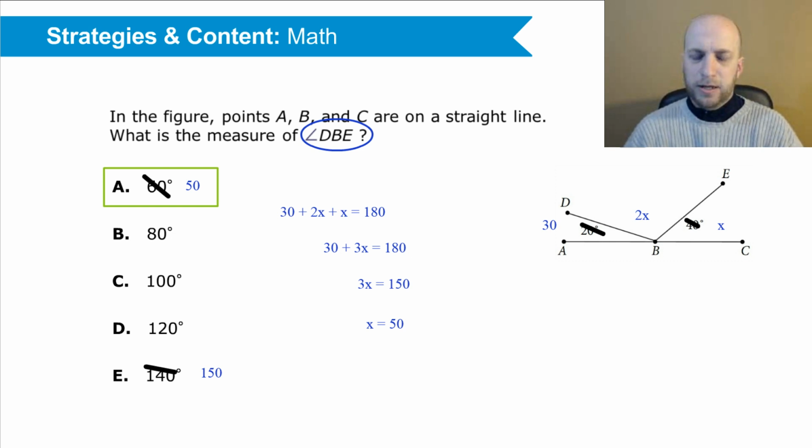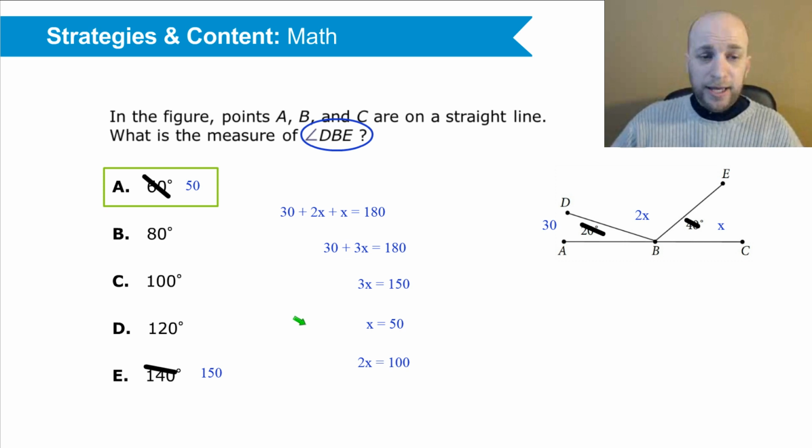Wait a second, wait a second. What did I say we were solving for? DB. DBE. And what is DBE, everyone? It's 2x. Oh, of course. So then x equals 50, 2x equals 100. My correct answer would actually be choice C.